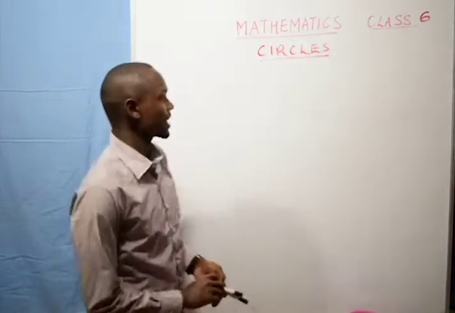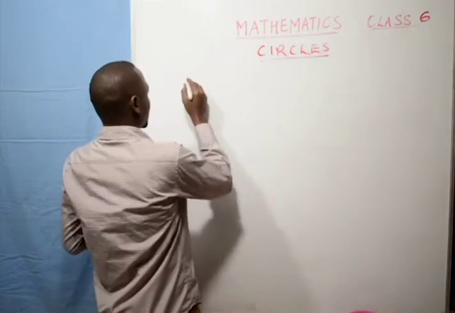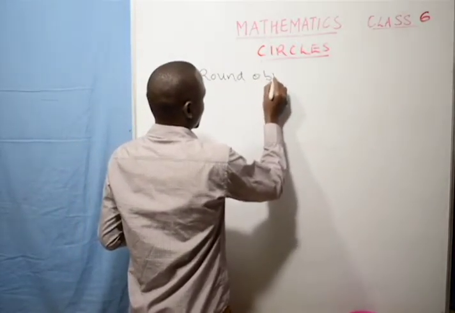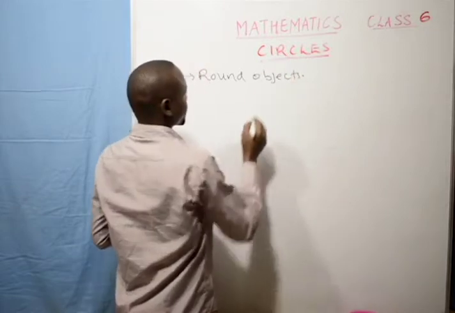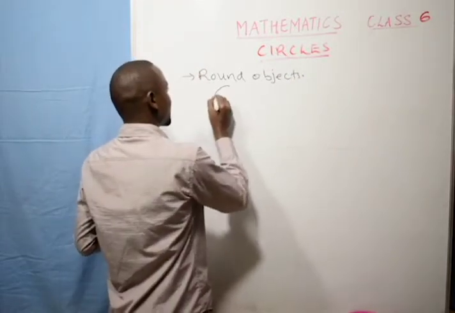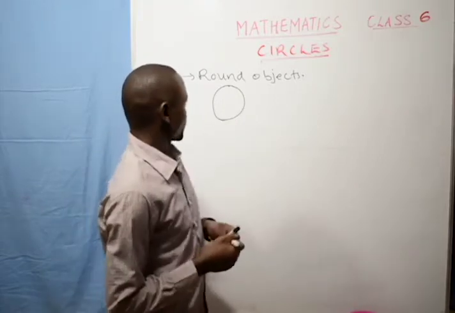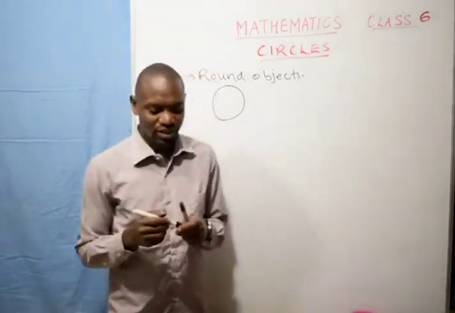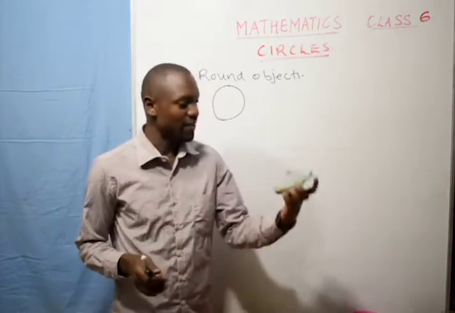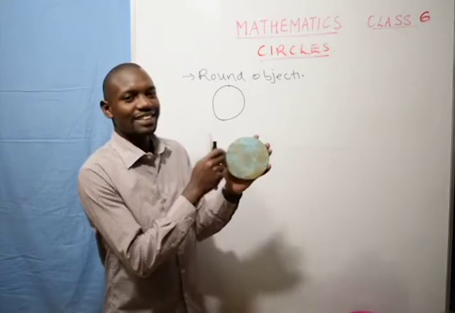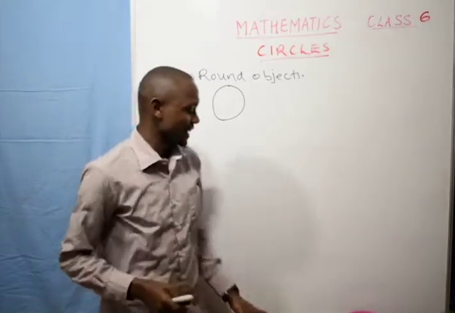Welcome to today's lesson, whereby today we are going to look at circles. What are circles? Circles are round objects. We have things which are circular in shape. For example, here I have a circle with me. So anything that is round in shape, we say it is a circle.